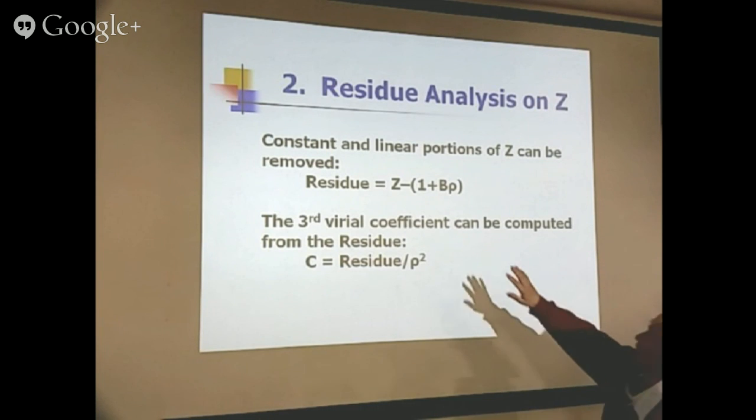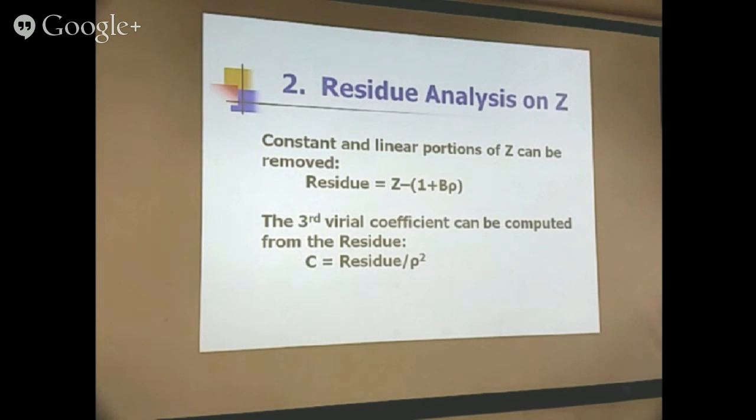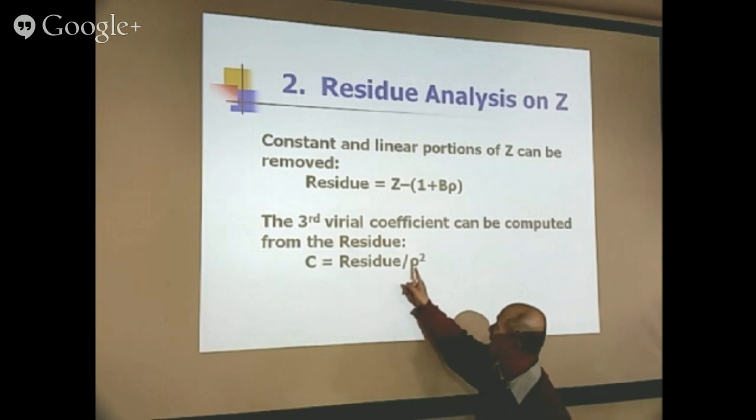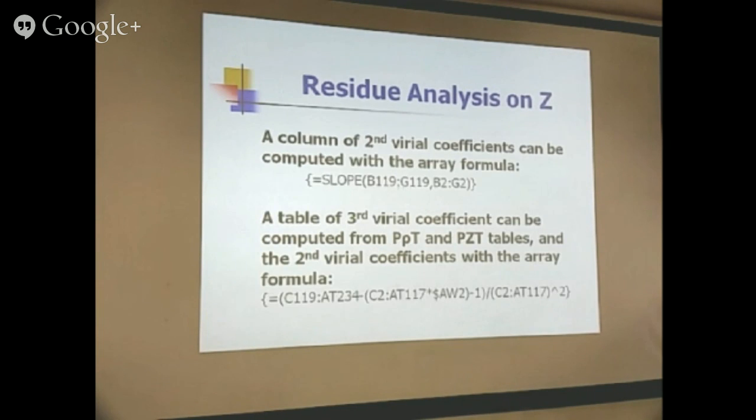What's left? There's lots of things left. But if I'm using a cubic Virial equation, after removing the constant part and also the linear part, what's left will be only the quadratic part. And if I divide the residue by the square of the density, I get C. I get the third Virial coefficient for the whole table. That's what I call the residue analysis. So this way I can look at the whole table and see how Z behaves when I remove the linear part and the constant.